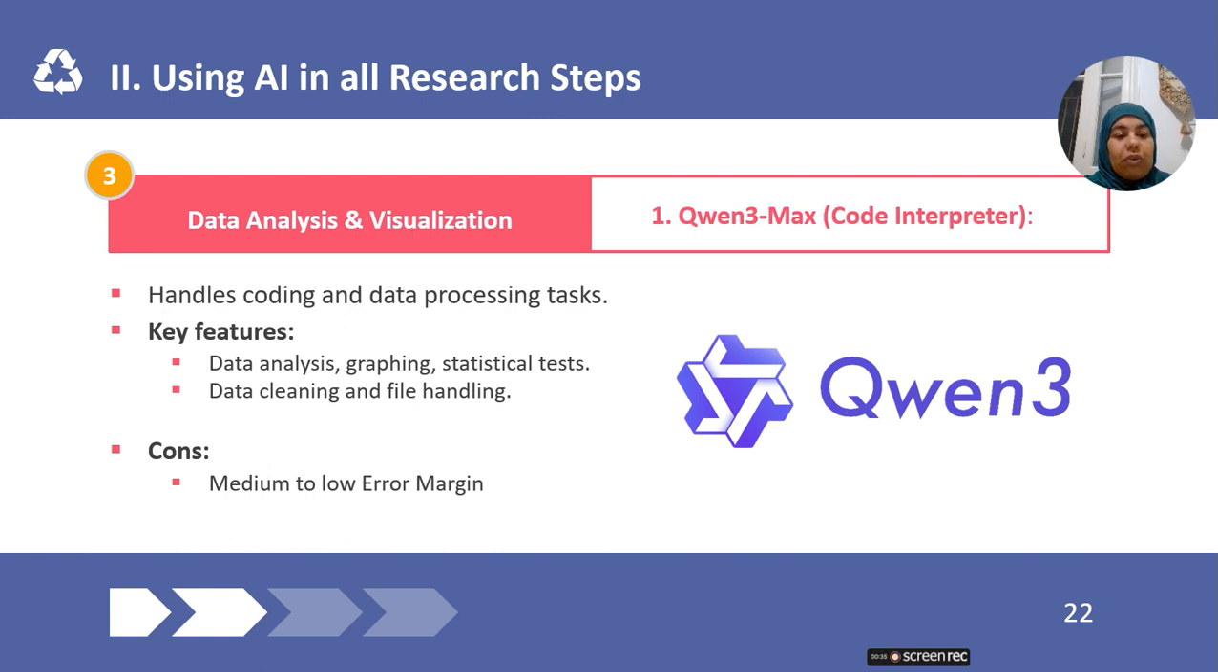Data cleaning is very important, specifically if you have a questionnaire and you have questions where some respondents answered some questions but not others. So it will tell you about that and it will clean data. Again, the cons here: medium to low error margin. So let's see how we can use Qwen for data analysis.